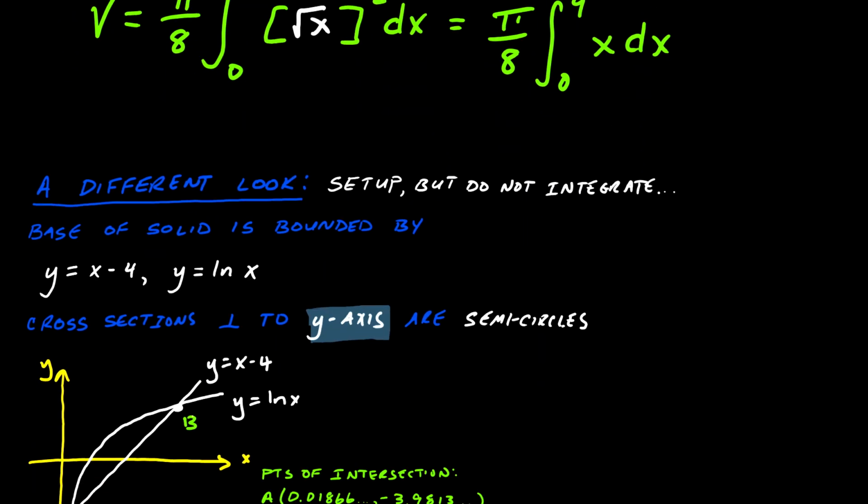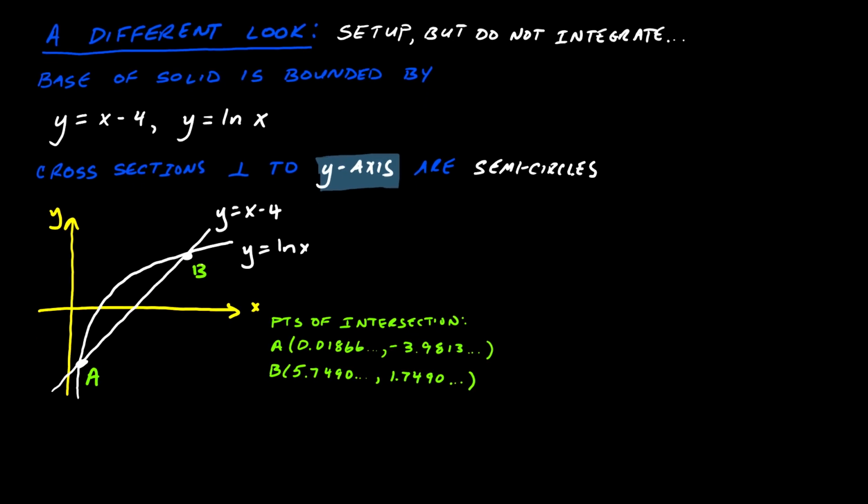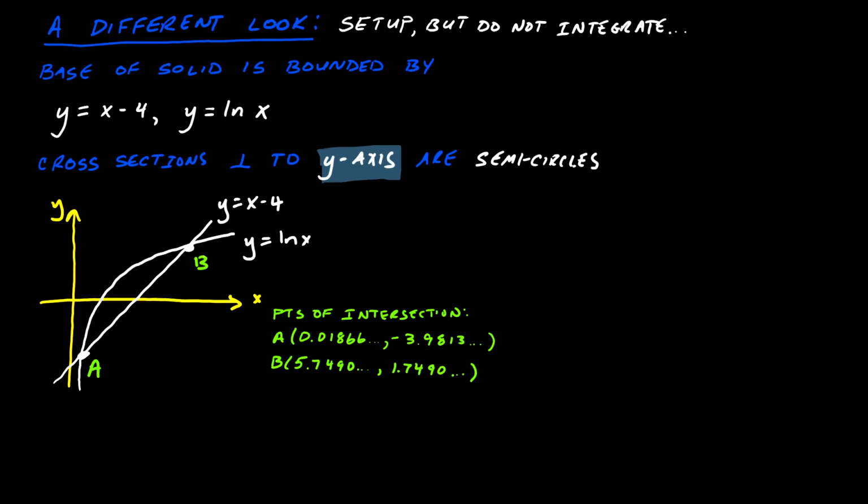For our last problem, we're going to take a completely different look. So now we have something bounded between two curves, y equals x minus 4, y equals ln of x, and our slices are going to be perpendicular to the y-axis. So let's see what that looks like. So again, here is my region that's bounded, but now when I take my slice, I am cutting it horizontally. So my thickness is dy. Make sure I make that nice and clear. So our thickness is dy.